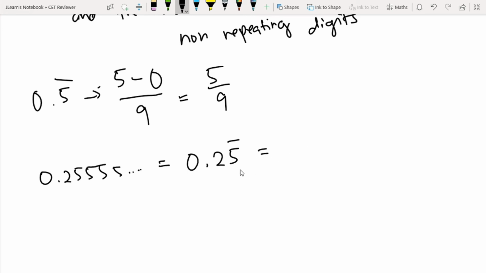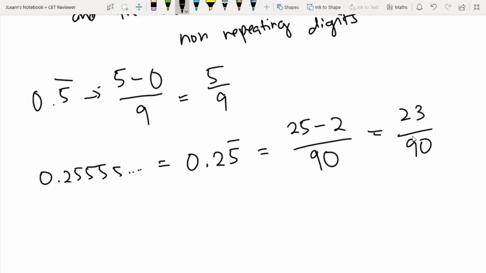So, again, sabi sa atin, each decimal daw na repeating will be 9, and then yung each non-repeating will be 0. So 9 dito, then 0. And then yung numerator daw will be the difference between the whole decimal minus the non-repeating digit. So that is 25 minus yung non-repeating dito ay 2. So you have 23 over 90.